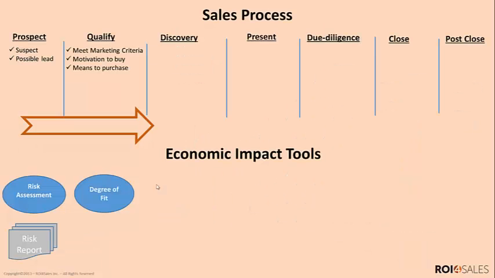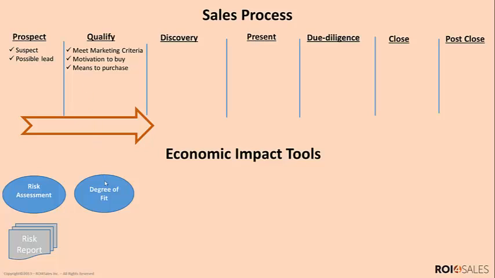Once you've decided that a prospect or a suspect is worthy of moving forward, then you move into that qualifying stage. In the qualifying stage, we look at 3 things. Does this prospect meet our marketing criteria? In other words, are they large enough? Do they have enough employees? In our case, do they have a sales process in place? Things like that. Secondly, do they have a motivation to buy? Today, most people call that trigger events. And do they have a means to purchase or the money to purchase?